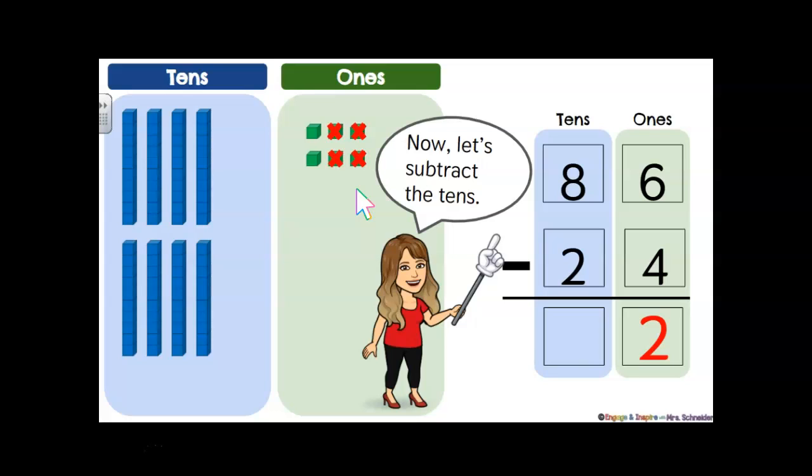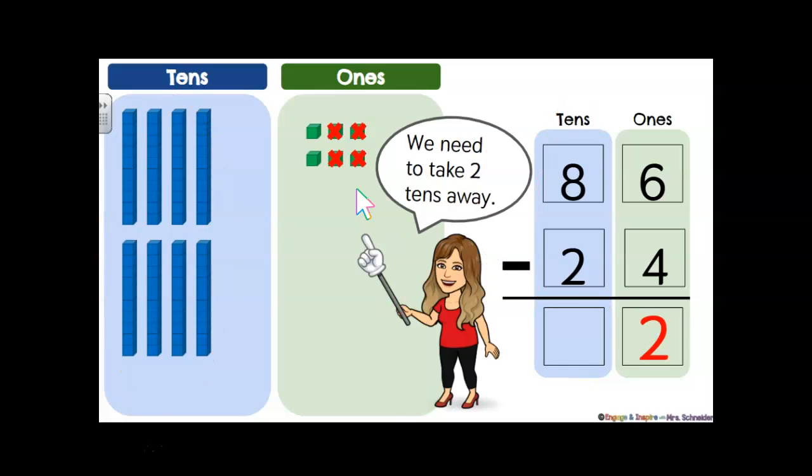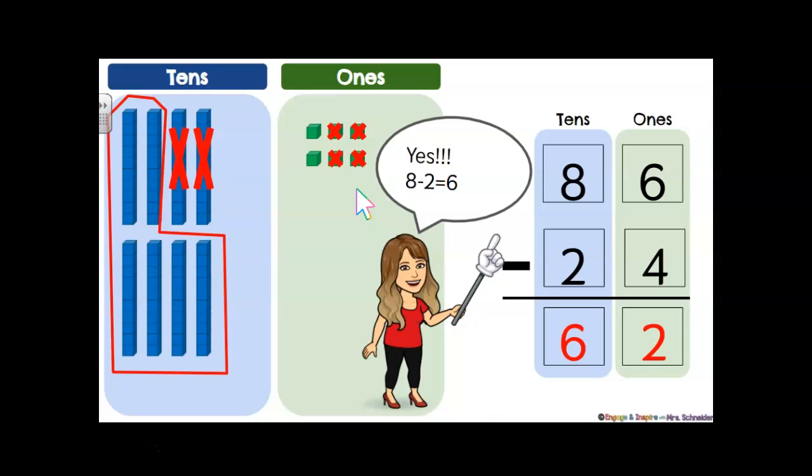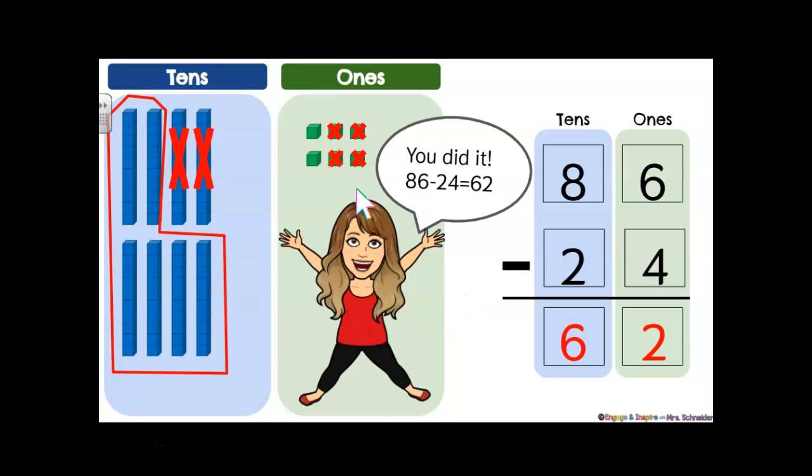Now let's subtract the tens place. So we have 8 tens. How many are we going to take away? 2. We need to take away 2. Let's count them. 1, 2. How many tens are left? 6. So we have 6 tens left. 8 minus 2 equals 6.